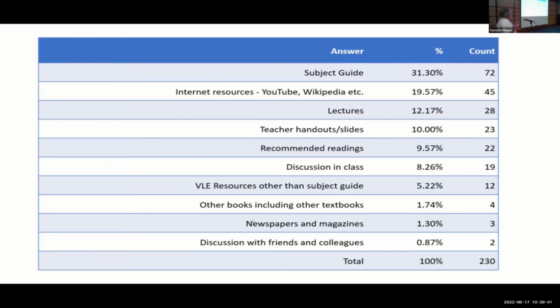Their own lectures and lecturers, most of them taught in colleges. And then you come on down and you discover discussion in class doesn't rank with them, which is always a problem. My keynote in all revision sessions is, if you can't talk about it, you can't write about it. And you've got to find somebody to talk about it with. But right down to the bottom, discussion with friends and colleagues, newspapers and magazines, these are not sources they're going to.